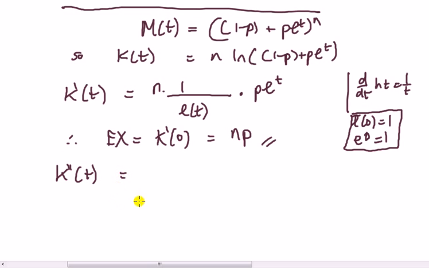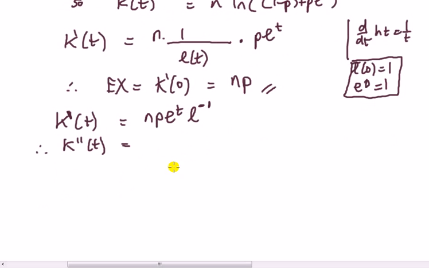Next, the second derivative of this. This time we're going to have to use the product rule. I prefer the product rule to the quotient rule. So let's just write n p e to the t L to the minus 1. This time it's the argument of t, and that's the same as 1 over L. So therefore, using the product rule now, noting L is a function of t, so we mustn't think that's just a constant there.